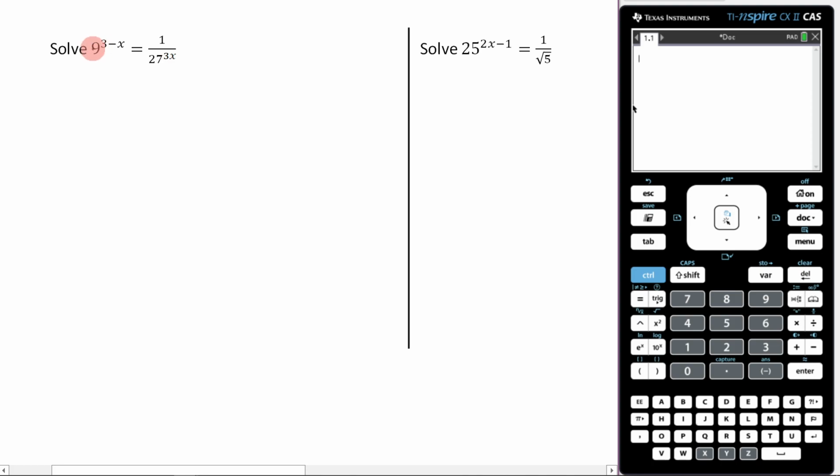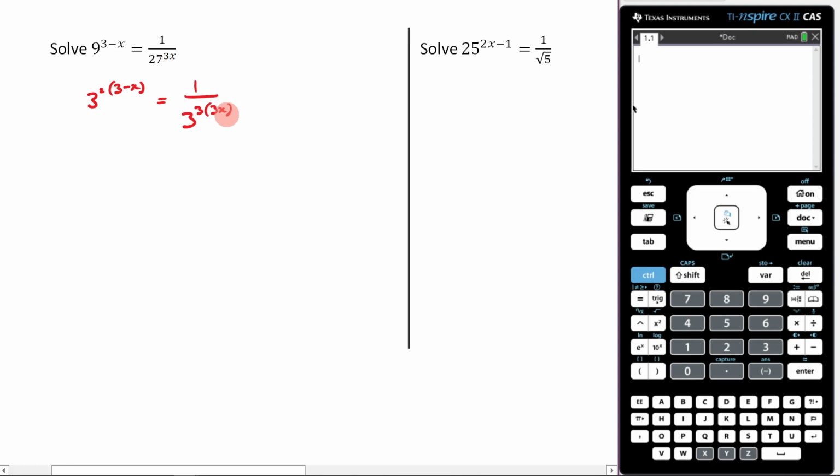The first thing I'll do is change this 9 to become 3 squared, and then I've still got 3 minus x there. And then over here, I'll do two things. I'm going to make this 27 3 cubed, because I know that 27 is 3 cubed. And let me do it slowly. So I'll go 3 cubed, and then I've still got a 3x there.